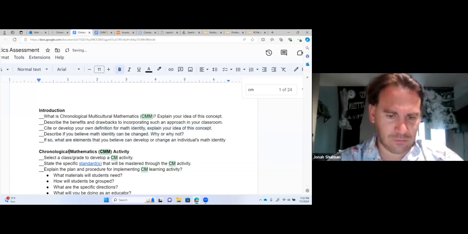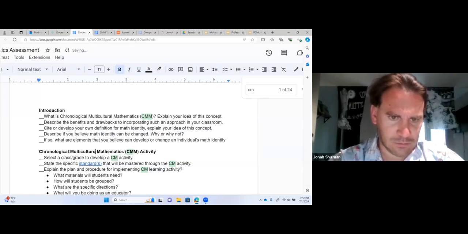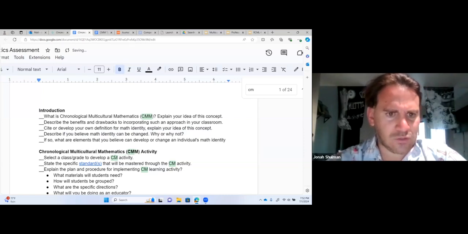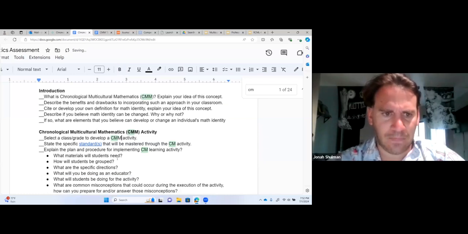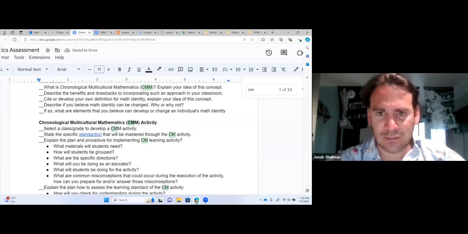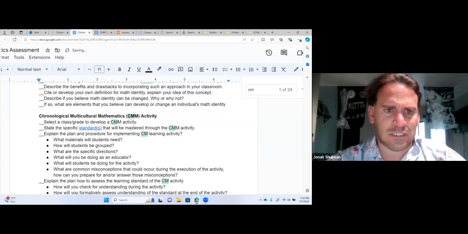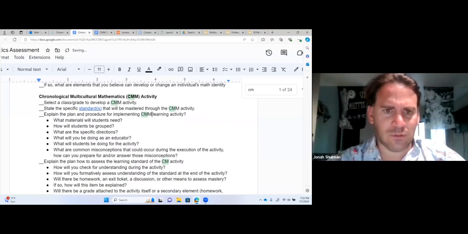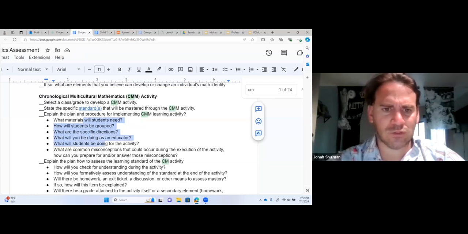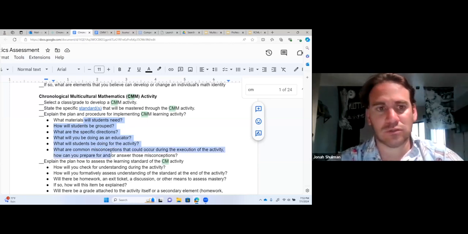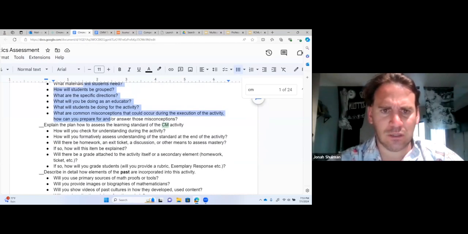So let's make an activity. Select a class or grade. Explain the specific standard. Explain the plan for implementing the learning activity. So your materials, student grouping, specifics, what you will be doing as educator, what students will be doing for the activity, what the misconceptions are. So basically just your plan for the activity.